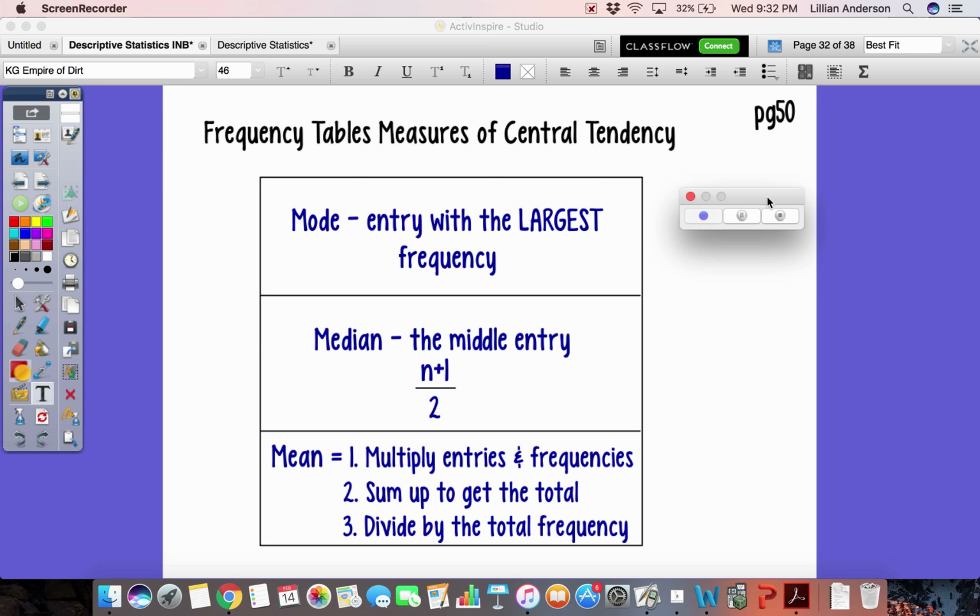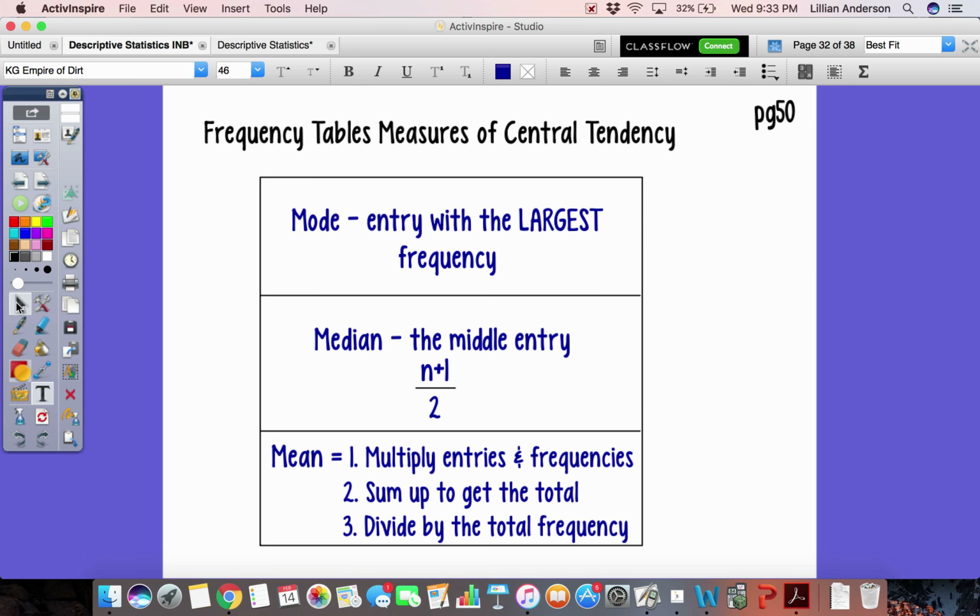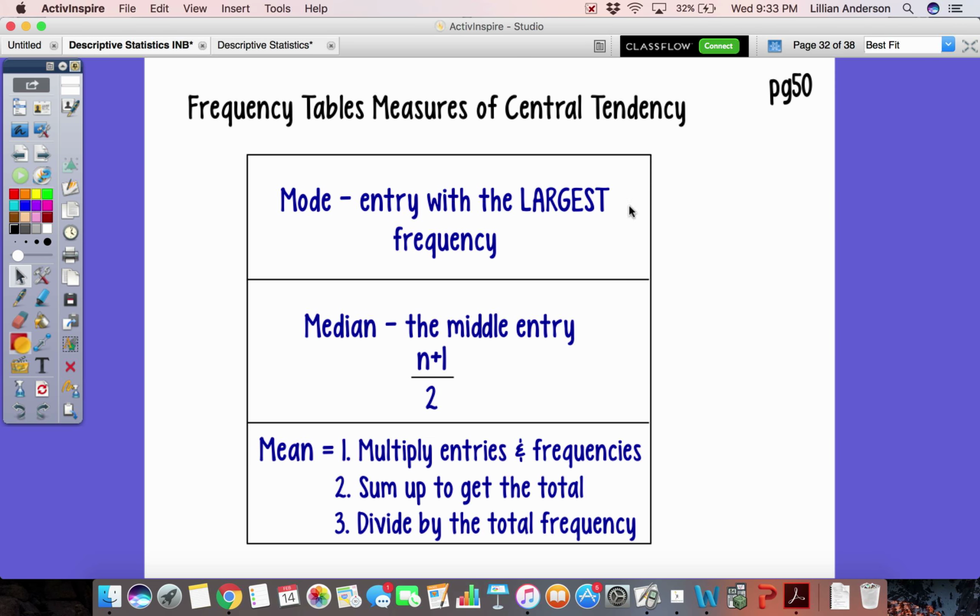So I fibbed. We are going to go over frequency tables that involve your measures of central tendency because it's not going to take too long. So on your foldable, this is going to go on page 50. So go ahead and title it Frequency Tables, Measures of Central Tendency.